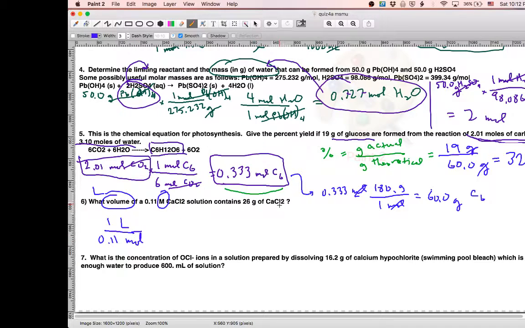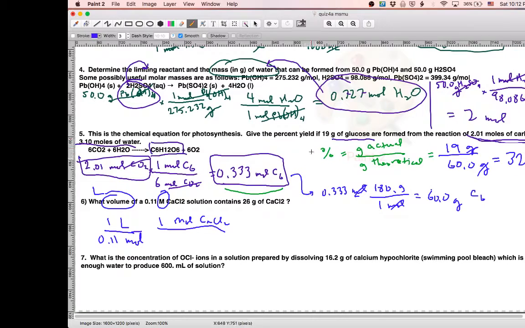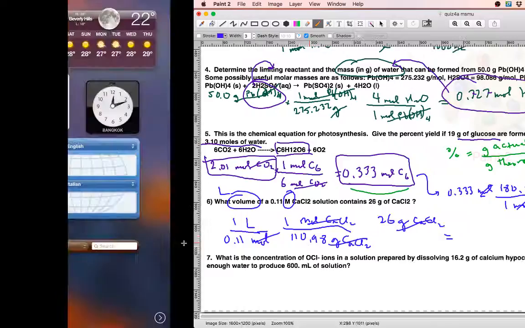Well, here's grams of calcium chloride. So I know that there are in 1 mole of calcium chloride a certain number of grams, which I could add up on the periodic table. But to save you time, I'm going to add it up on this cool Mac tool, 110.98. There are an awful lot of 98s today. Sorry about my handwriting. Oh, sorry, grams did not cancel yet. The moles canceled, woo! And now they gave me 26 grams of calcium chloride. Okay, so I've got 26 divided by 0.11 divided by 110.98.